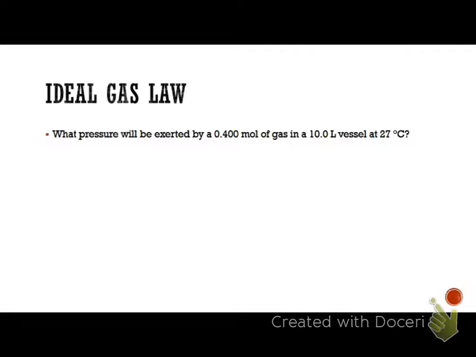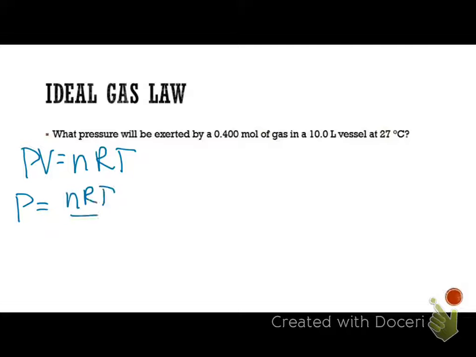All right. So what pressure will be exerted? So we're going to start with PV equals nRT. We are solving for pressure, so it's going to be nRT over V. First things first, convert to Kelvin so that you don't accidentally put Celsius in there. All right, and then this is V, and this is n. So now plug and chug. Throw it all in there and put it in your calculator.